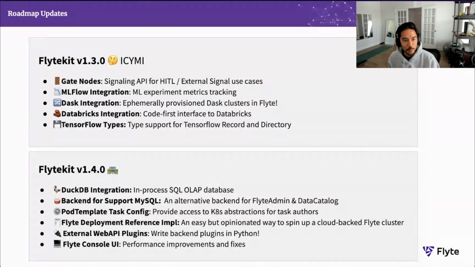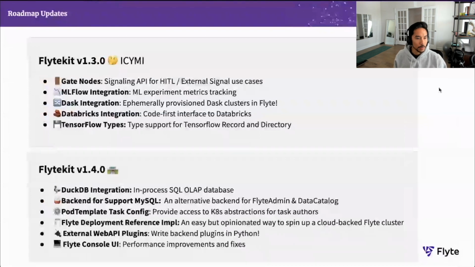In case you missed it, Flyte 1.3.0 was the most recent release we just put out back in January, calling out 5 major feature enhancements here. There's the gate nodes node type, which enables a signaling API for human in the loop slash external signal use cases. Yi gave a great presentation of this, so we'll add a link there in the Slack community if anyone's curious.